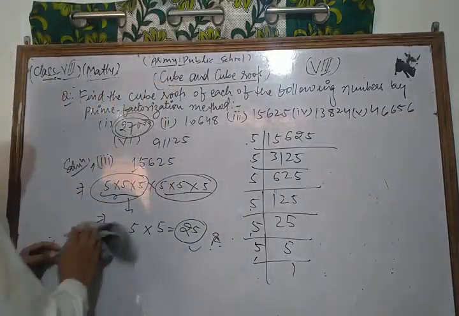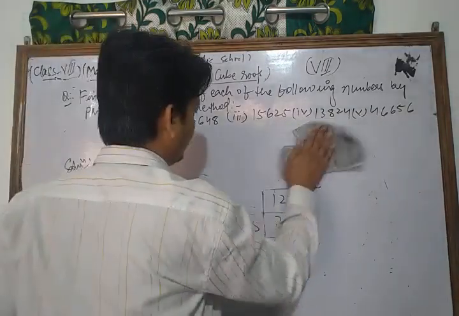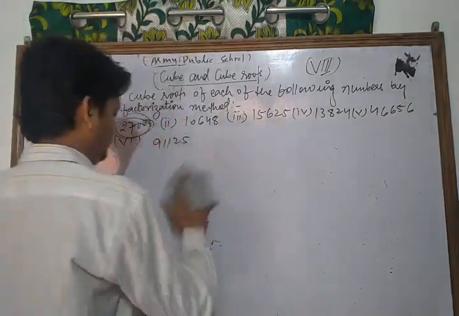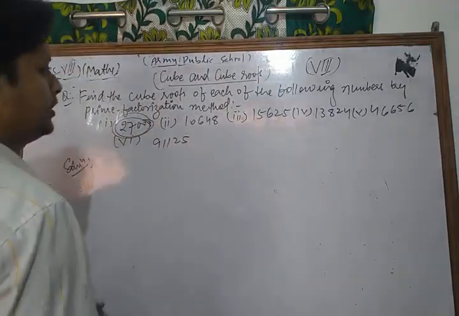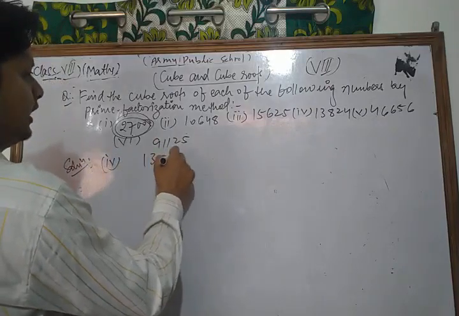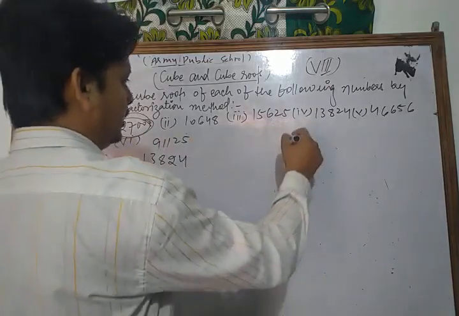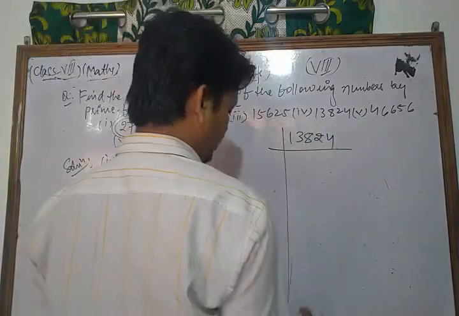Okay, the next part is we take and solve the fourth part of this question, which is 13824. Now this is 13824. First of all we do the prime factorization.